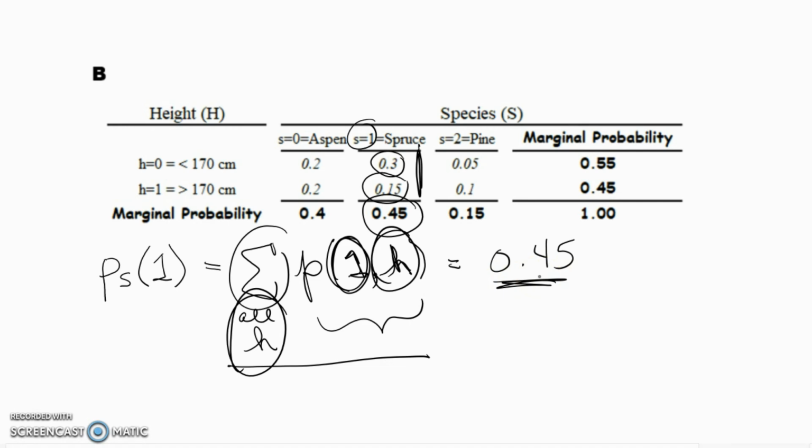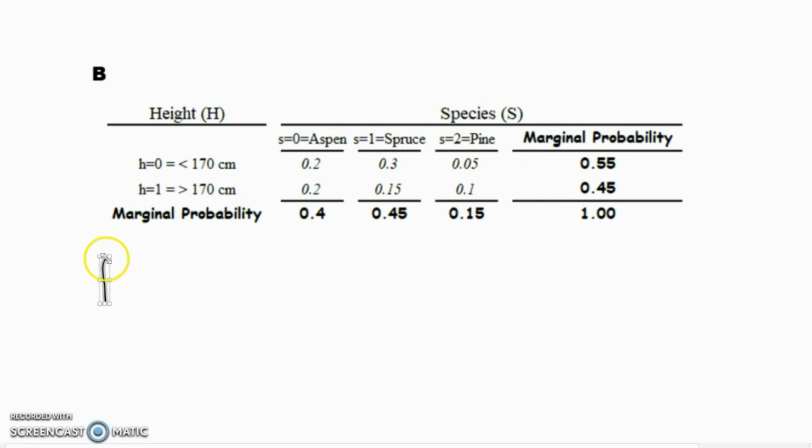Let's try another one. Let's try P(H=0). So what's that going to be? We're wanting the marginal probability of the height class less than 170. So we know what the answer is, 0.55. But let's just think about the notation.